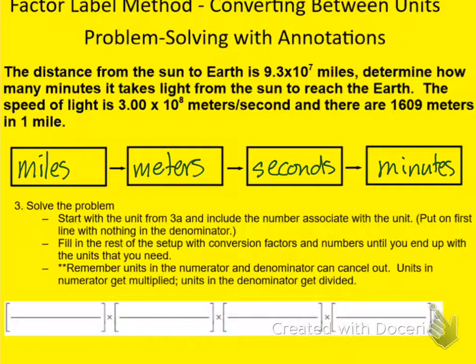So now the last step is to solve the problem. So I left the problem up here. I'll just quickly annotate.